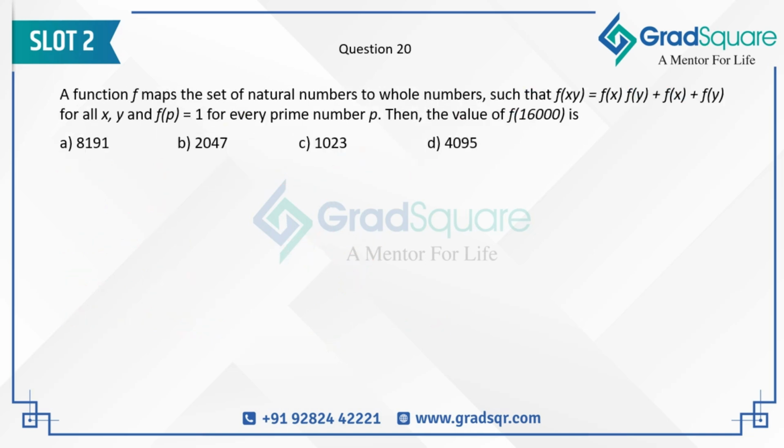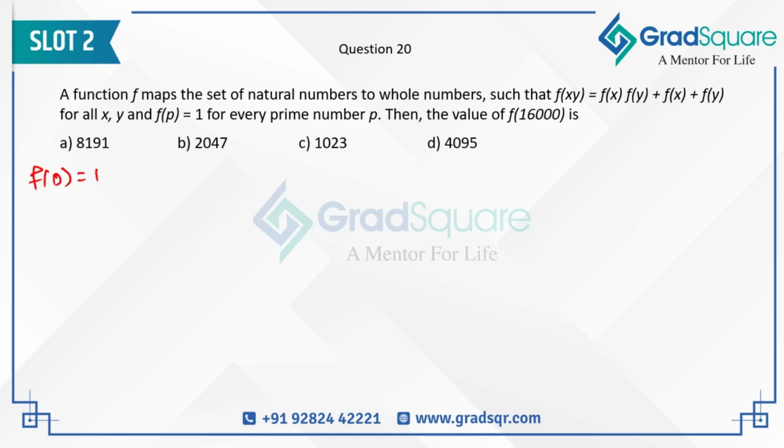Now in this question, a function f maps the set of natural numbers to whole numbers such that f of xy is equal to f of x into f of y plus f of x plus f of y for all x and y, and f of p is equal to 1 for every prime number p. Then the value of f of 16,000 is my question. Now I have f of p equal to 1.